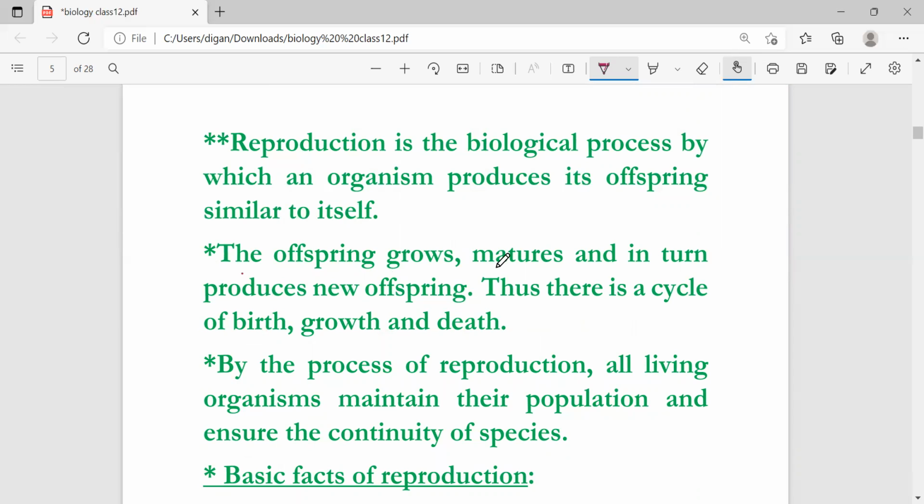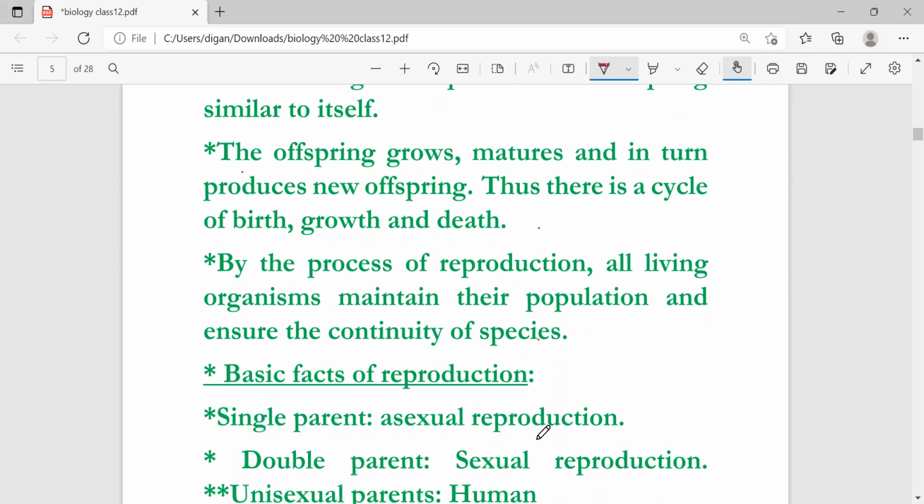The offspring grow, mature, and in turn produce new offspring, and thus there is a cycle of birth, growth, and death. It means life is a cycle of birth, growth, and death. By the process of reproduction, all living organisms maintain their population and ensure the continuity of species, generation after generation.